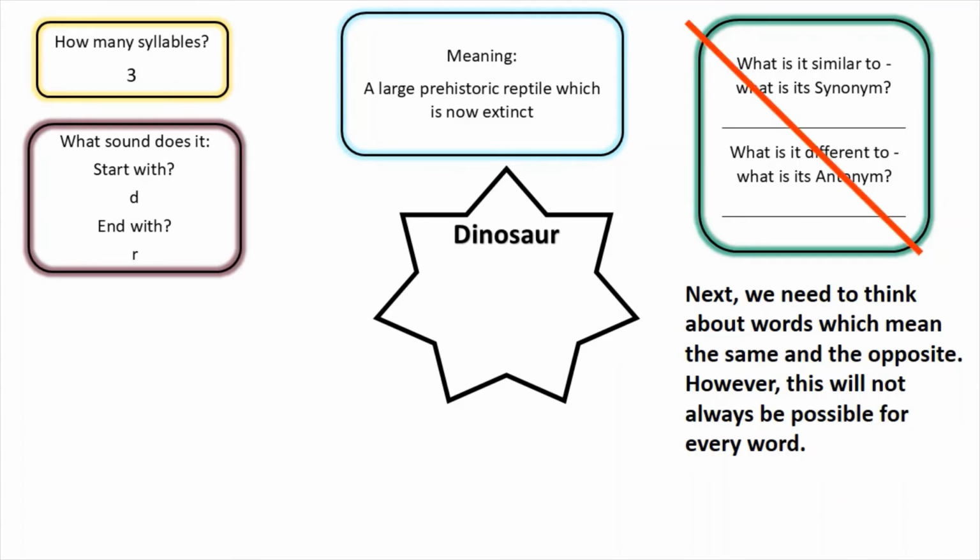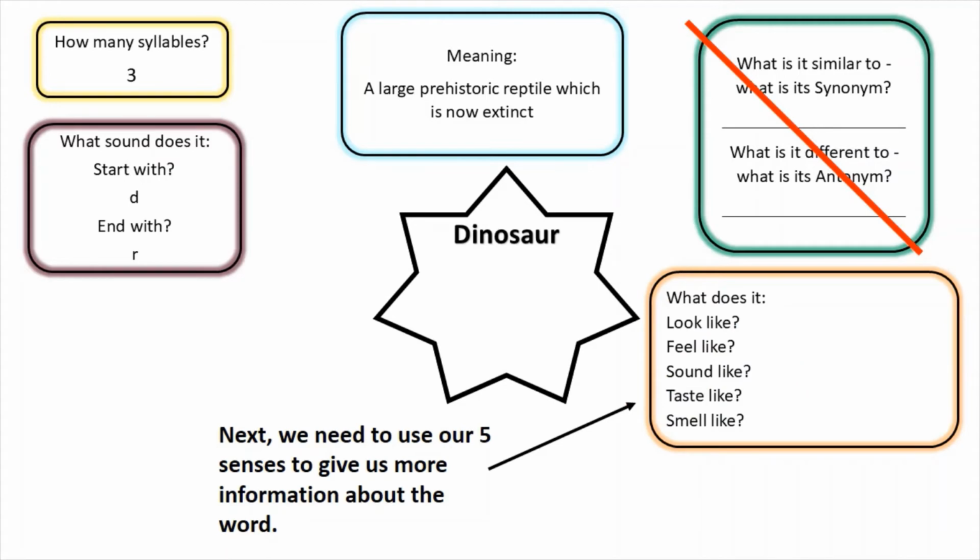Next, we need to use our 5 senses to give us some more information about the word. So we want to think about what a dinosaur would look like, feel like, sound like, taste like, and smell like. We think it would look big, green, scary, spiky. It would feel scaly. We think a dinosaur would be loud and growly. We're not sure what it would taste like, but we think it would smell stinky.